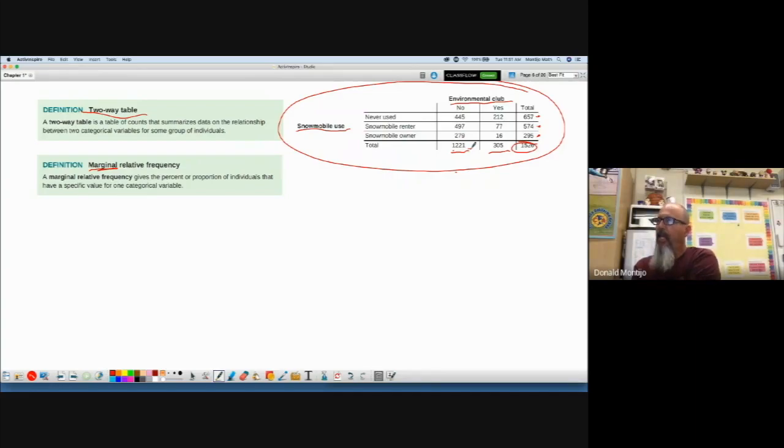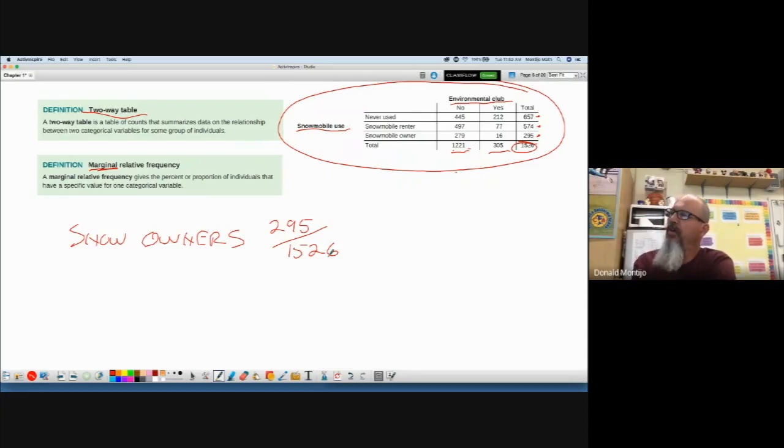So they might say a marginal relative frequency of snowmobile owners. We would say, oh, snowmobile owners, what is the marginal relative frequency of snowmobile owners? Oh, that is 295 out of 1526. Okay. This is marginal. We're using the totals to answer the question. We're looking at one categorical variable at a time.